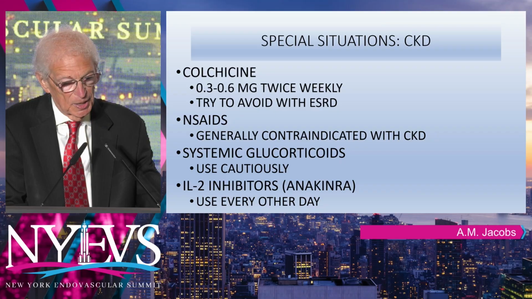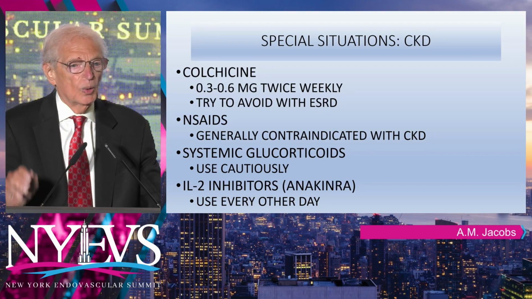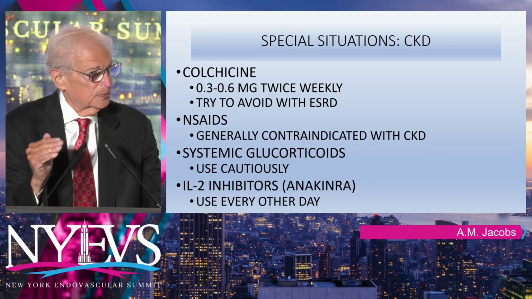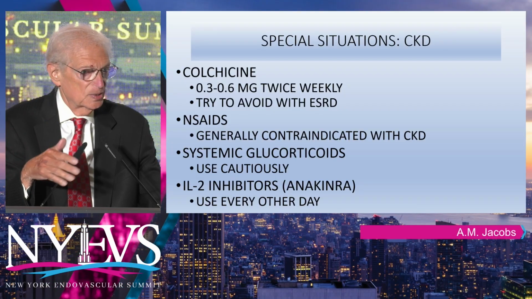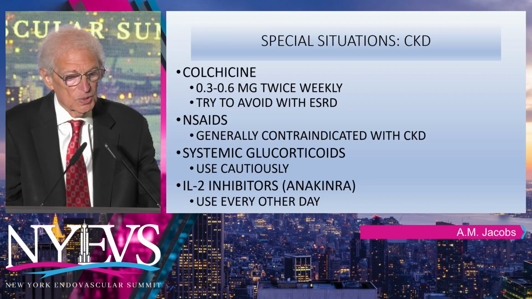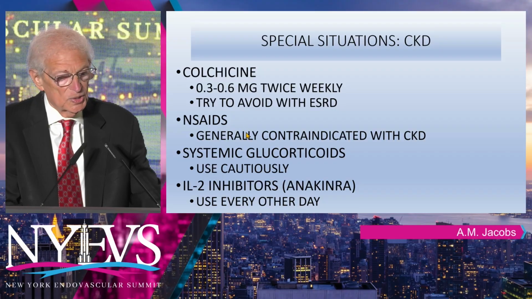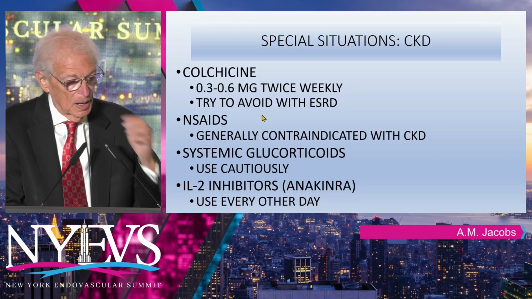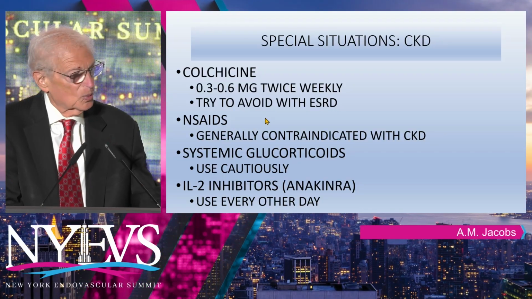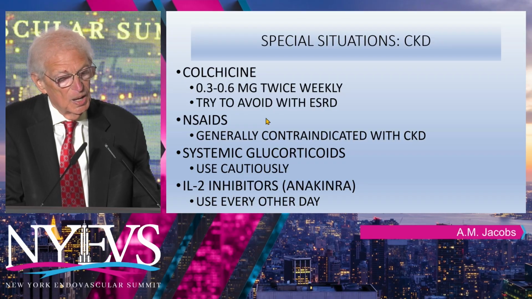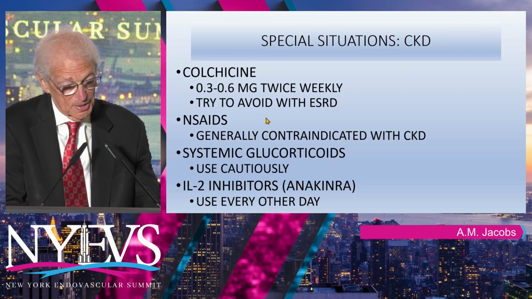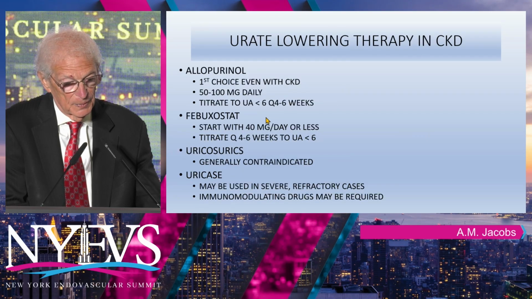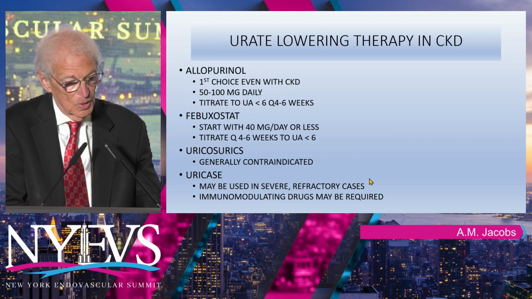As far as colchicine goes, if they have chronic kidney disease, of course, no matter what you pick, it's not good for kidneys, right? Anti-inflammatories will block renal prostaglandins and can exacerbate renal dysfunction. So you give them 0.3 to 0.6 milligrams twice a week. If you use anti-inflammatories, again, you're playing with their kidney function. Glucocorticoids you could use as far as kidneys go, but be careful. You've got to tell them it's going to elevate your glucose levels.